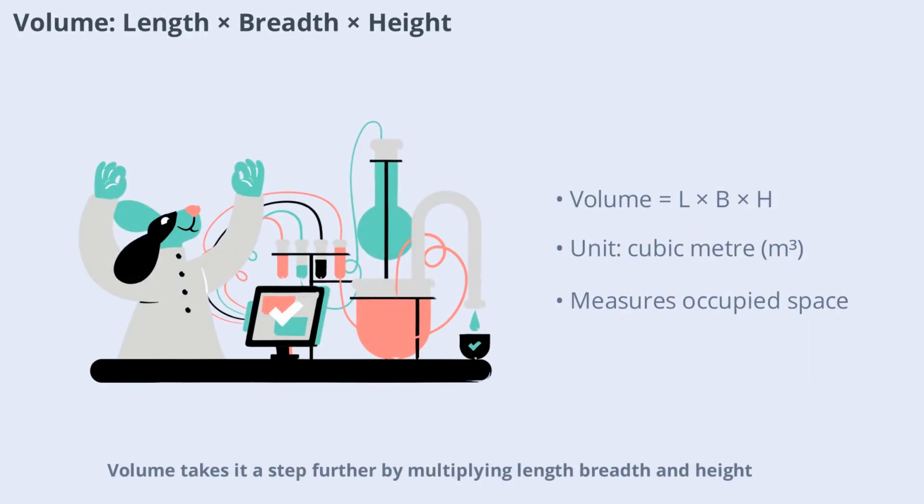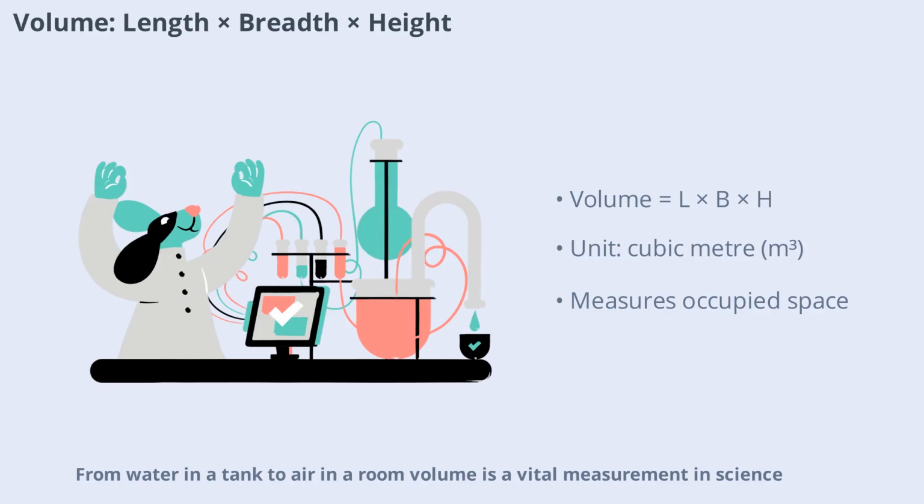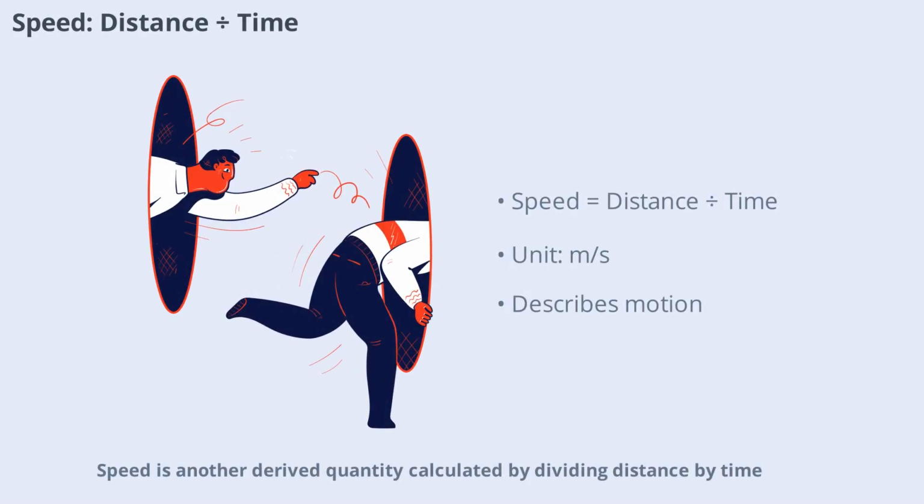Volume takes it a step further by multiplying length, breadth, and height. The result is cubic meters, m³, which tells us how much space an object occupies. From water in a tank to air in a room, volume is a vital measurement in science, engineering, and daily life.